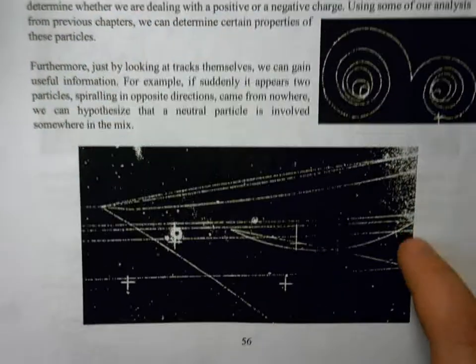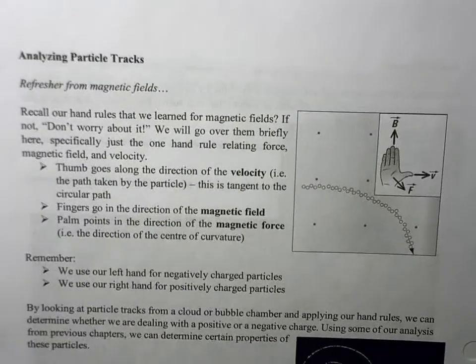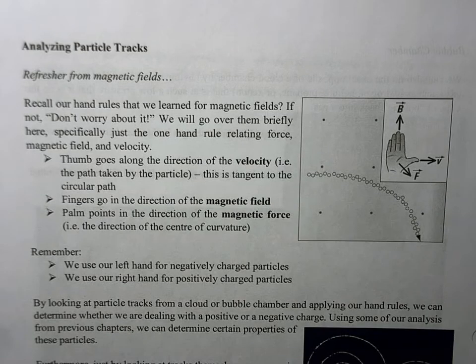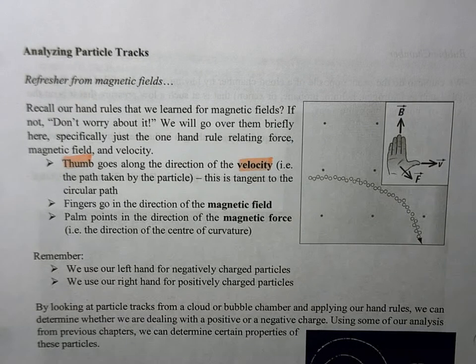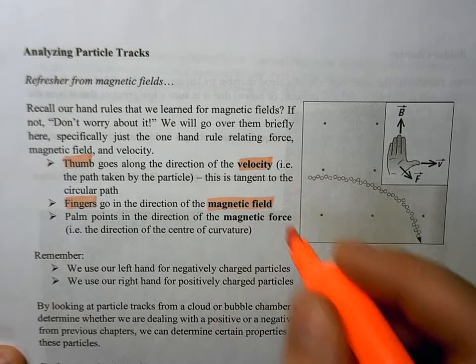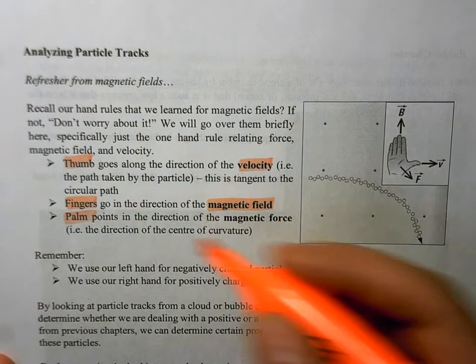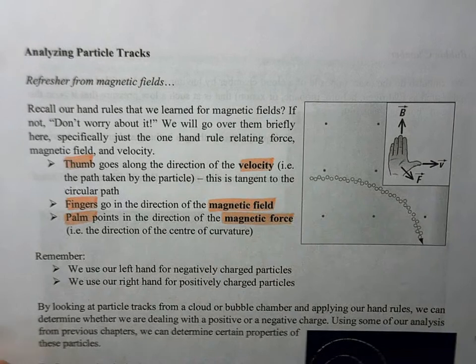So just to refresh briefly from forces and fields, we do have to recall our hand rules. The only hand rule that we need to really recall is the third hand rule. If we're dealing with negatively charged particles, we're going to use our left hand. We want to make sure that the thumb goes in the direction of the particle's velocity. This is the path that's tangent to the circle if we're dealing with particle tracks. Your fingers are going to point in the direction of the magnetic field as always, and your palm is going to point in the direction of the magnetic force.